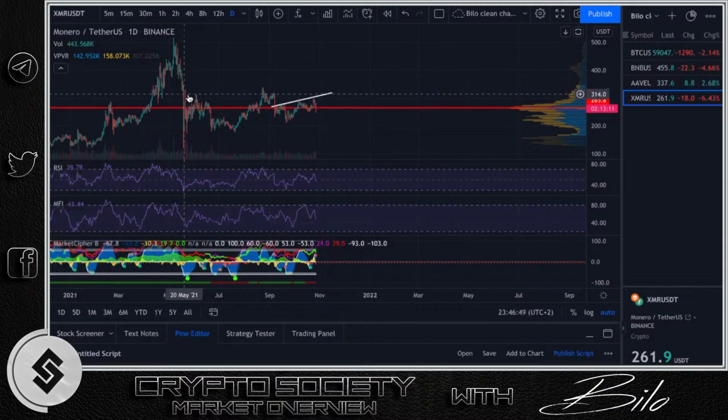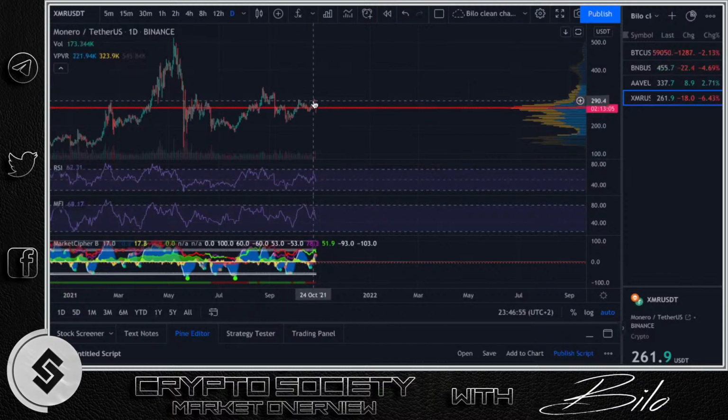You can do it from here. You could make the case that the reason it fell here is because of this bearish divergence.